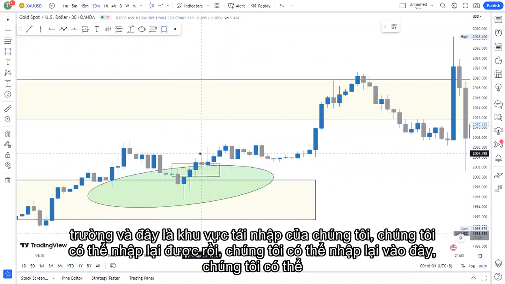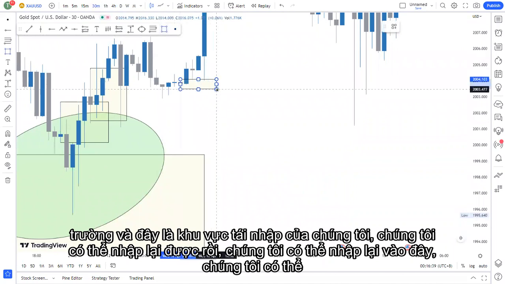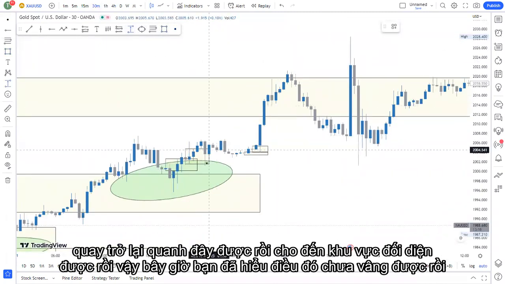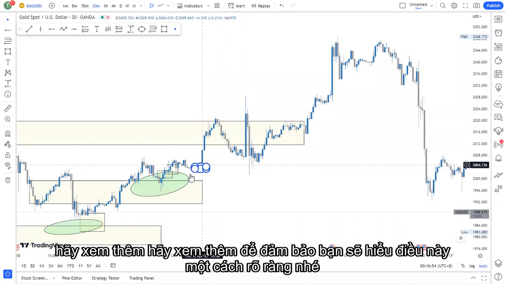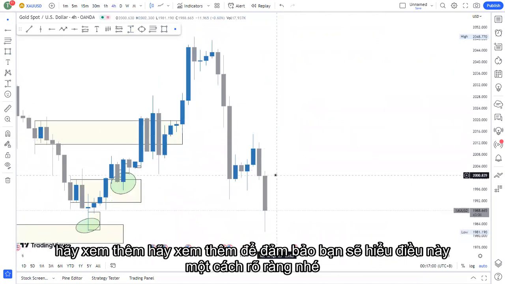And then this is our re-entry zone. We can re-enter around here, until the opposite zone. So now, do you understand it? Yeah, understood. Okay, let's see more to make sure you understand this clearly.